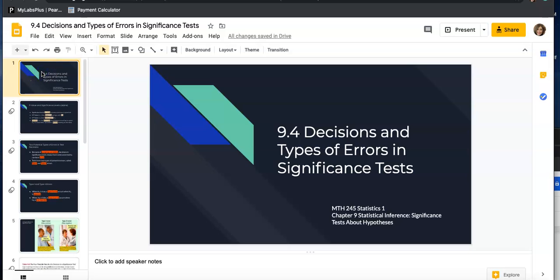This will be the very last lesson of chapter 9. We are going to be done with significance tests. We are actually done. In 9.1, we talked about some terms, like what we mean by hypothesis, and how do we write the null versus the alternative. And in 9.2, we did significance tests about population proportions. And in 9.3, we did significance tests about population mean.